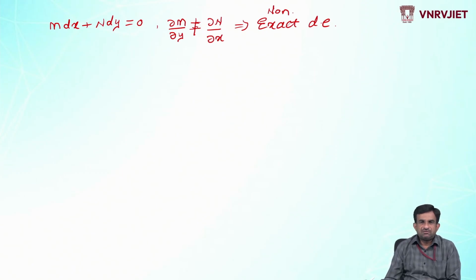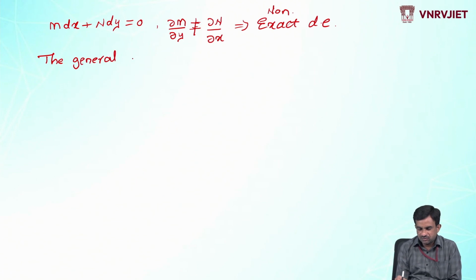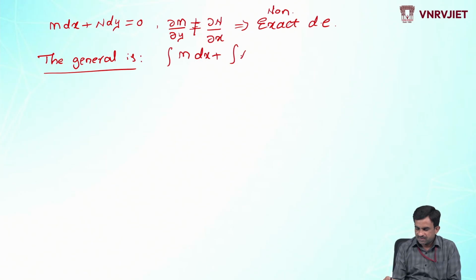The use of the integrating factor is that after multiplying it to the given non-exact differential equation, the non-exact differential equation becomes exact. Once it is exact, as I explained in the previous class, the general solution of the exact differential equation we can write as integration of M dx plus integration of N dy is equal to c.